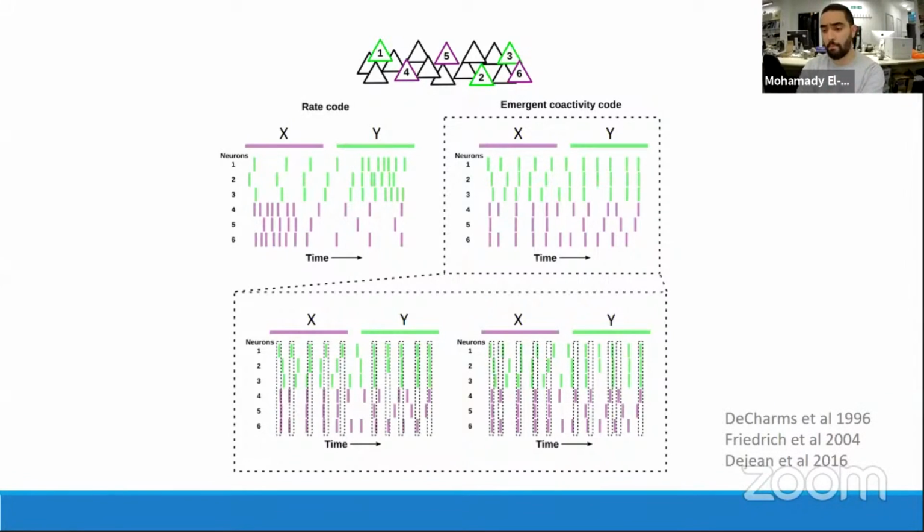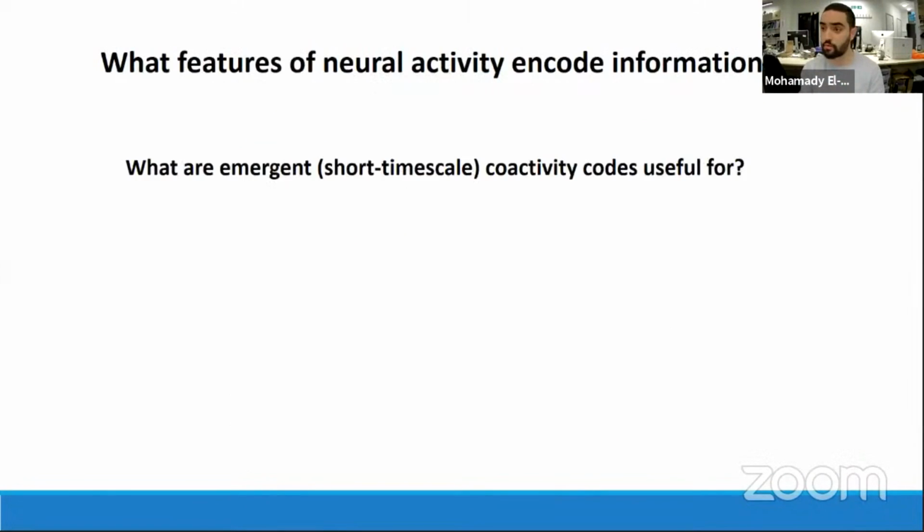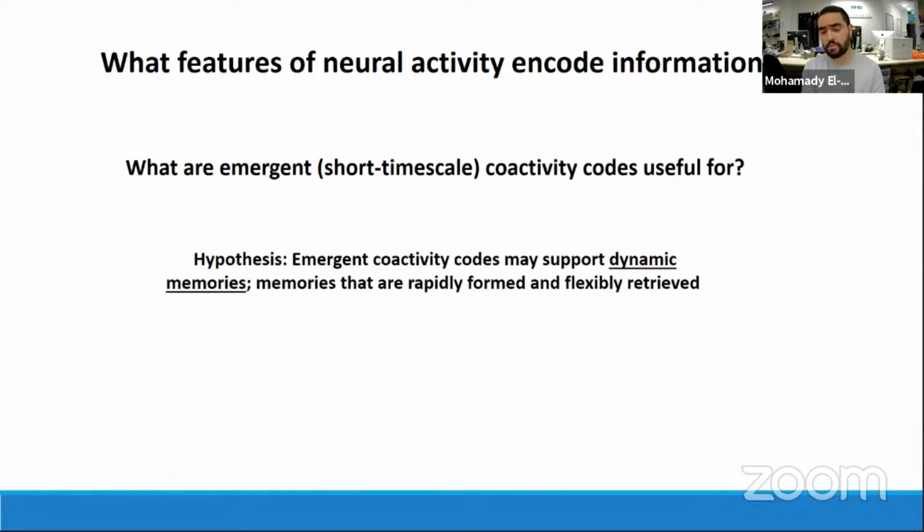This type of code has been sporadically reported in the literature in certain species and in certain systems, but the cognitive function that it might be playing has not been explored. And so our sub-question is what are these emergent short timescale coactivity codes useful for? We hypothesized that in situations where animals must form dynamic memories, that is, memories that are rapidly formed and flexibly retrieved, you might need to encode this information using short timescale coactivity, given the speed of both stabilizing these coactivity codes and also retrieving them.